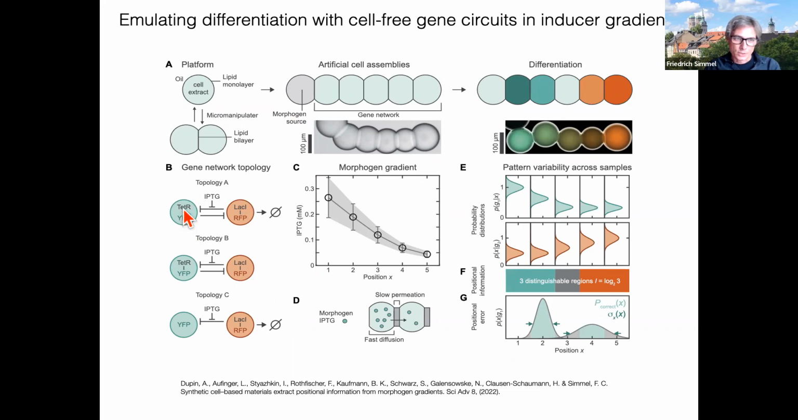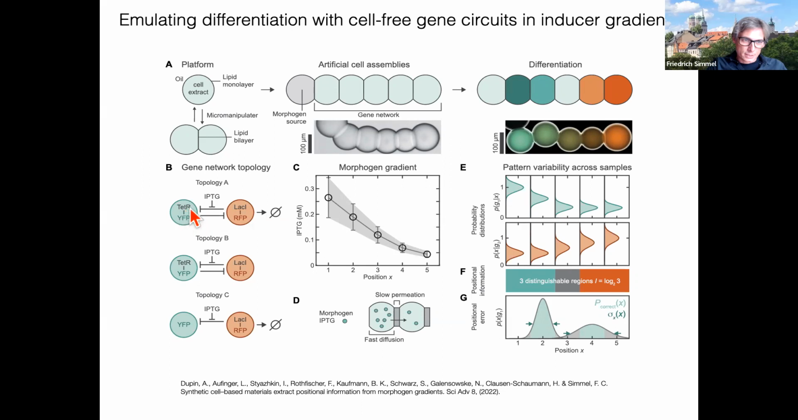And so essentially, we used genetic repressors like TET-R and LUC-I, fused to fluorescent proteins, YFP and RFP. So it's just false colored here. The YFP is shown in blue.